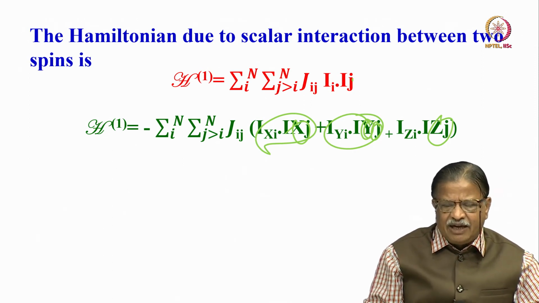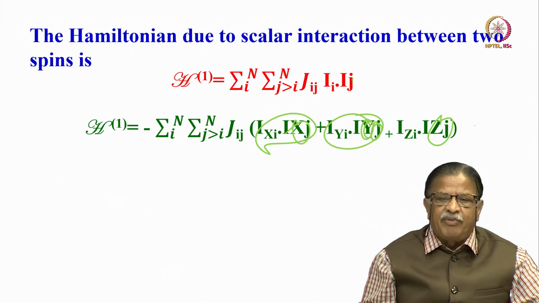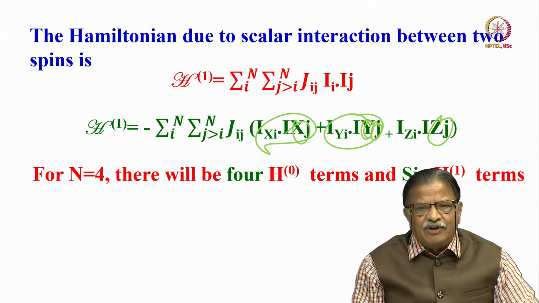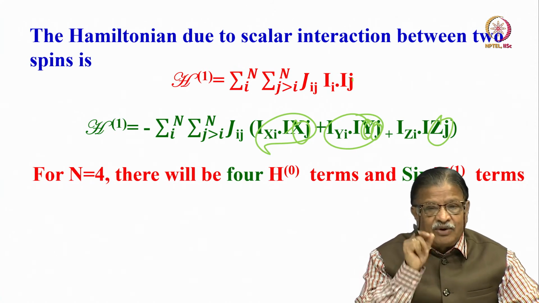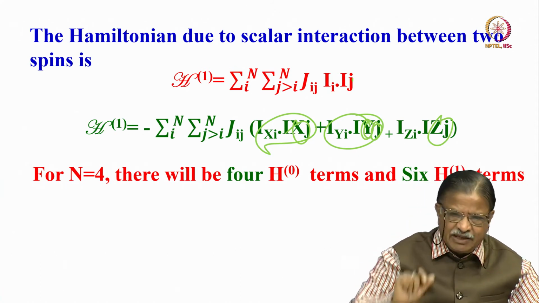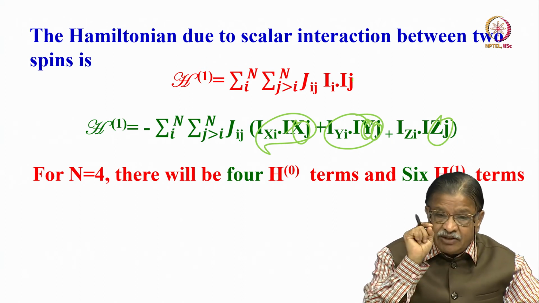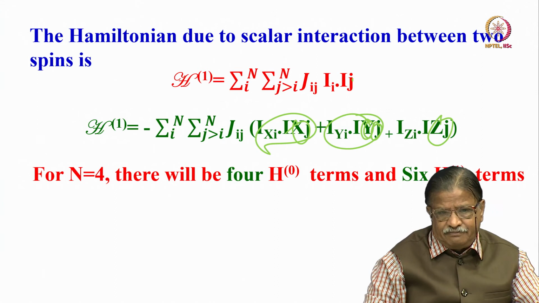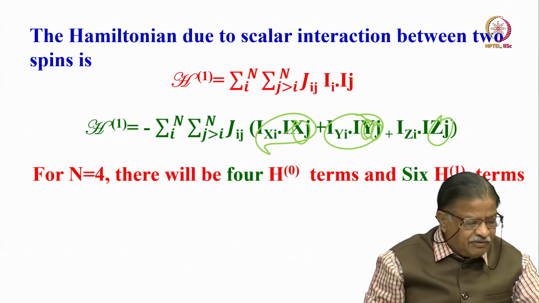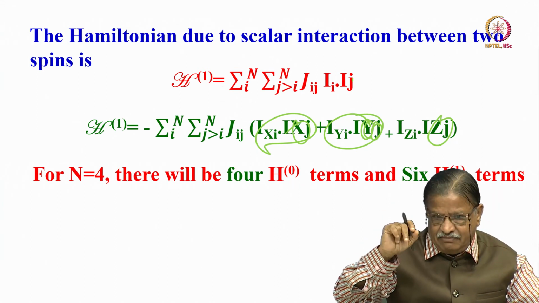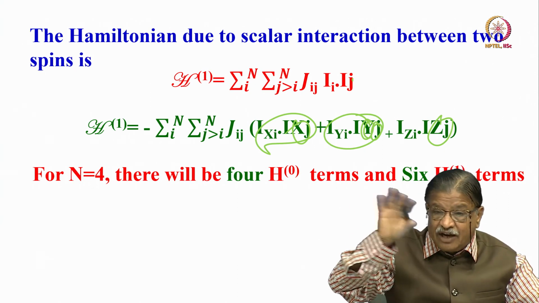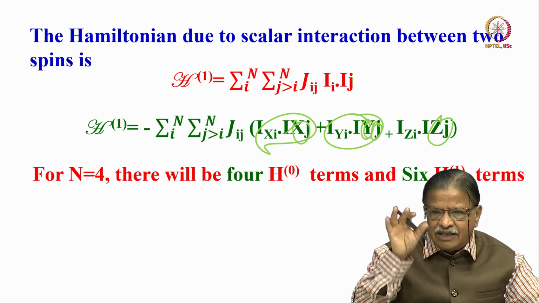J Ii dot Ij, I wrote in terms of x, y, z components of the vector. Now for example, n is equal to 4, there will be 4 H0 terms. I say 4 nuclear spins are interacting. How many H0 terms are there? Each nuclear spin has a separate Zeeman interaction. There are 4 H0 terms, that is why I wrote nu I Iz I. So nu 1 Iz1, nu 2 Iz2, like that there are 4 Hamiltonian terms, therefore H0.